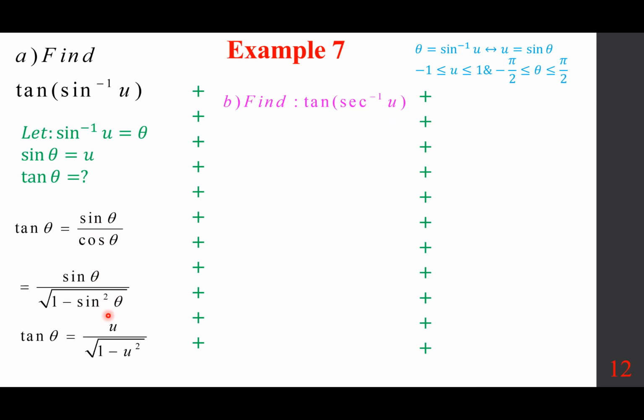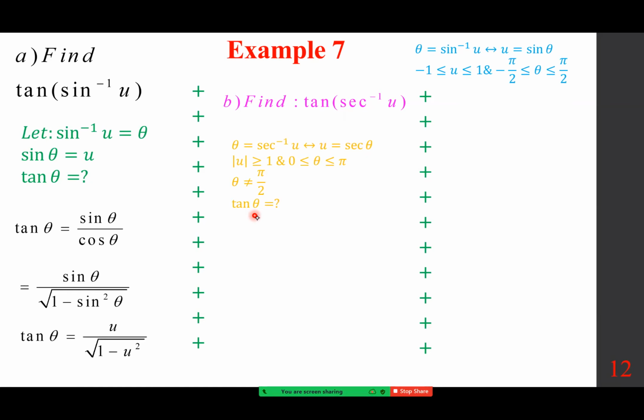We want tangent of secant inverse of u. So we look at this one: if we set this equal to theta, then secant theta is u. In other words, secant is given, find tangent. That's really the bottom line. So secant theta is u, and we know the restriction is that secant is just like cosine. It goes from 0 to pi, and pi over 2 is not included. So given secant equals u, can you find tangent?